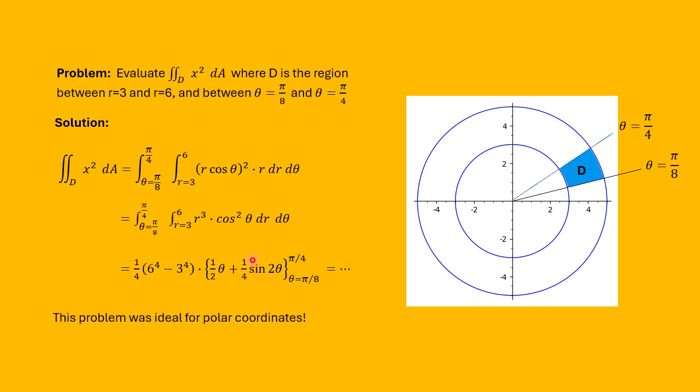This integral was pretty easy to do. The limits of integration were all constants. r went from 3 to 6, theta went from pi over 8 to pi over 4. That turned out because the boundary of this region D consisted of parts of concentric circles centered at the pole or origin, and the other two sides of D turned out to be very easy to describe in terms of theta. So this problem was really set up for integration by polar coordinates.